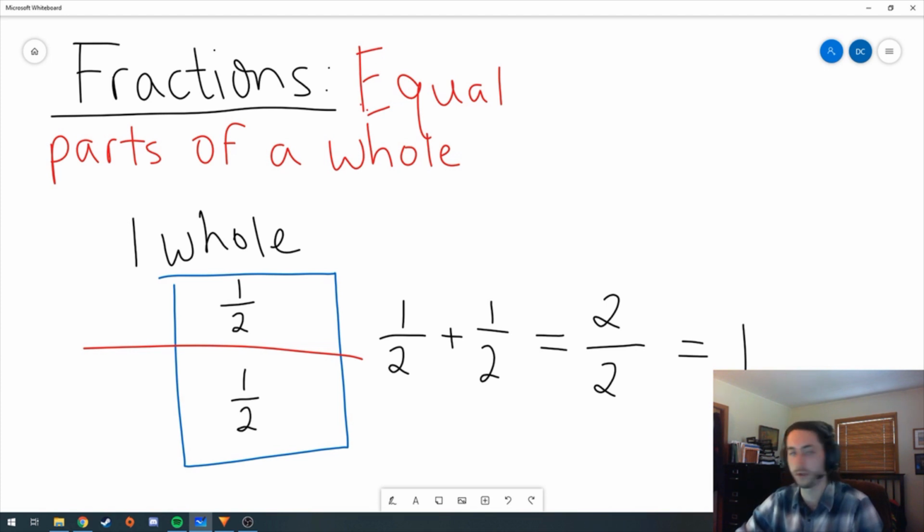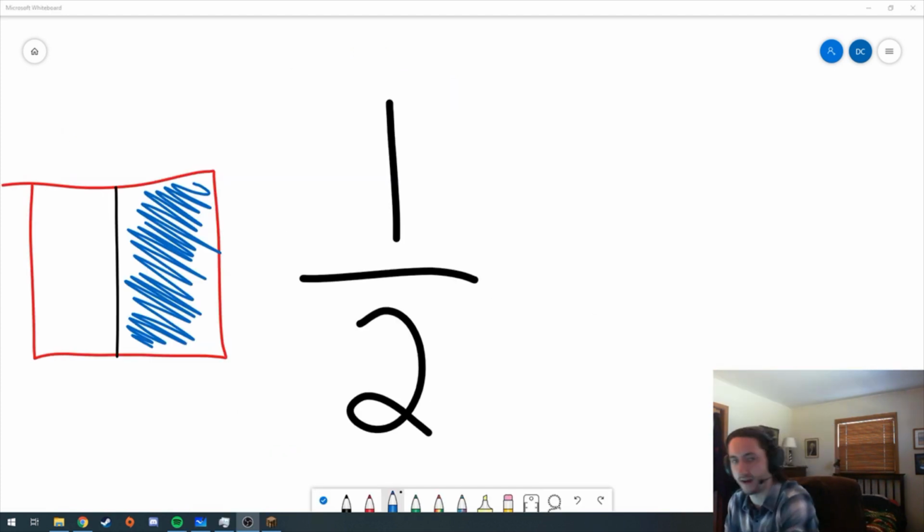Now, we're going to talk about what each part of a fraction really stands for. Here we have another beautifully drawn square that we have split into 2 equal parts. And one side has been shaded blue. That's the side that we will be counting with this fraction. So we have 1/2. And what does each number in the fraction mean? Well, each number has a name, and we will talk about what the names mean right now.